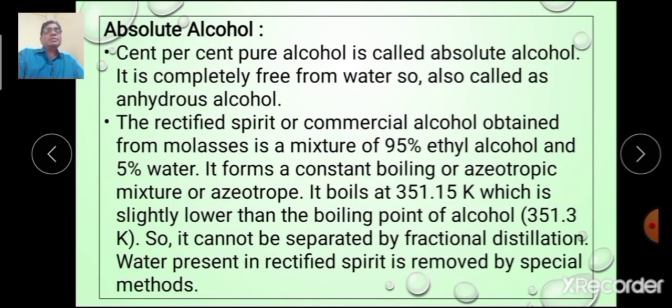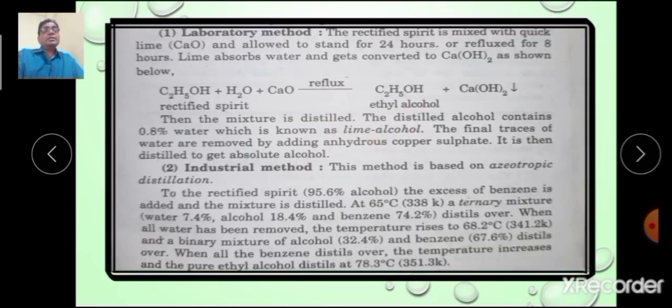The production of absolute alcohol, that is totally free from water: 100% pure alcohol is called absolute alcohol. This rectifier spirit obtained from molasses, yes, we have seen it contains 95% alcohol and 5% of water. This is done in the laboratory by using special methods. Now, these are the laboratory methods.